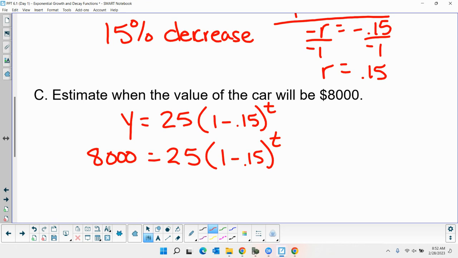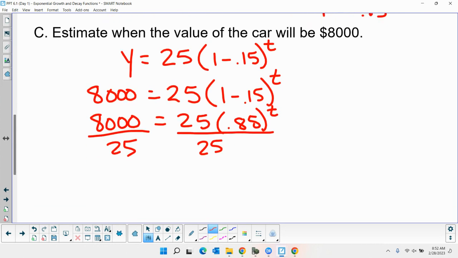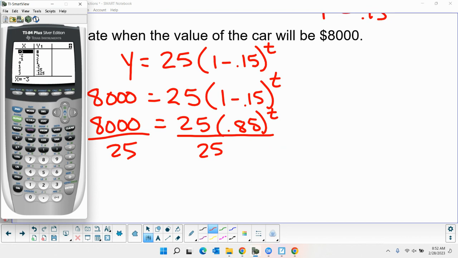So 1 minus 0.15, we knew already was 0.85, right? Since there's a t there, if I'm trying to solve this, I've got to divide by 25 first, because the t is an exponent, right? So what's 8,000? How many quarters go into 8,000? A lot, huh? 320.